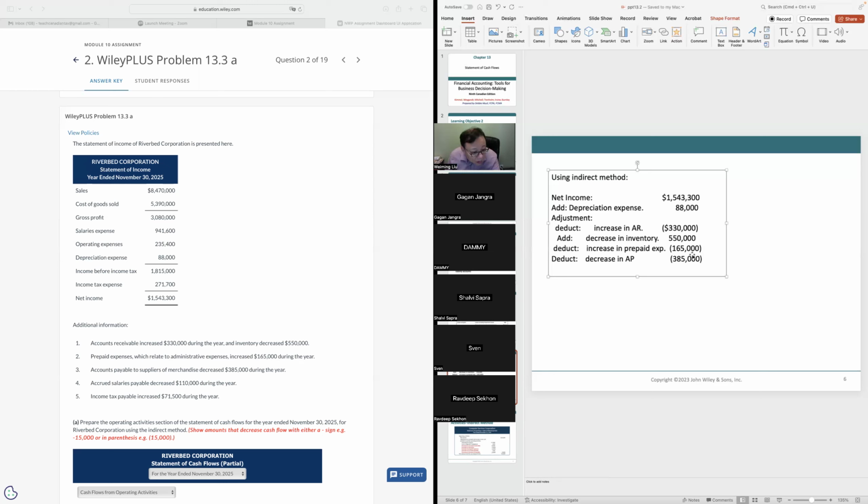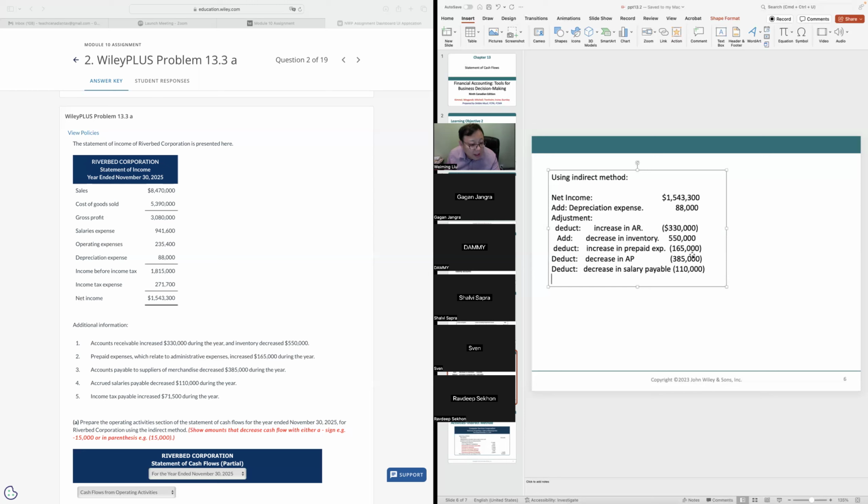Okay. Now accrued salary payable decreased. So again, this is also a deduction, right? Because a liability decrease means you use cash. You have to deduct the decrease in salary payable. So this one is a decrease as well, 110,000.